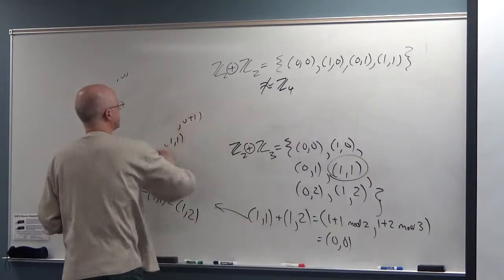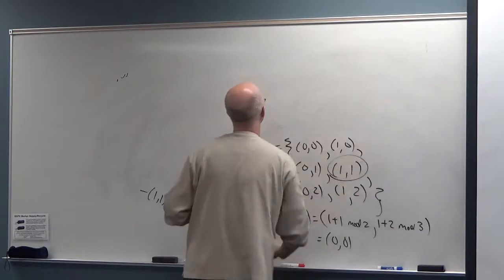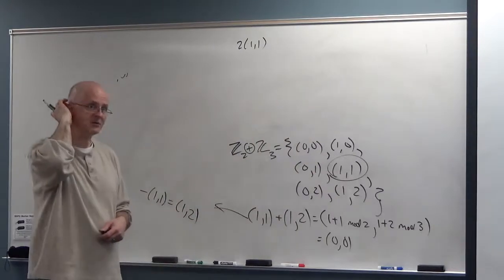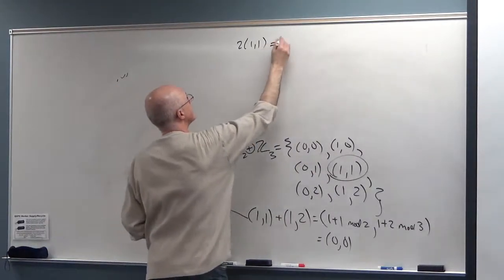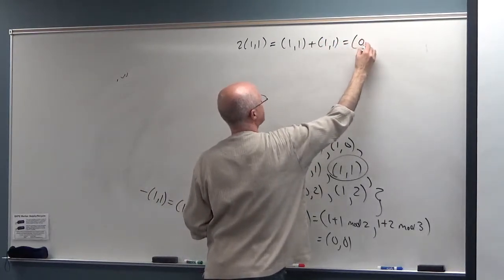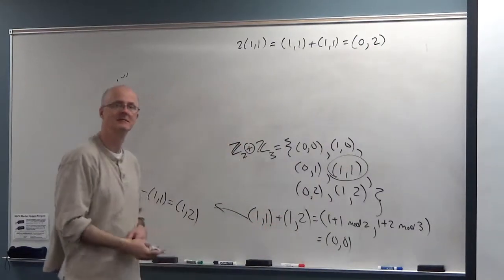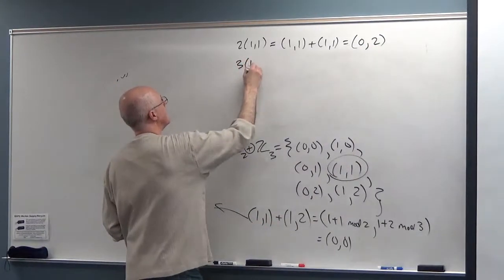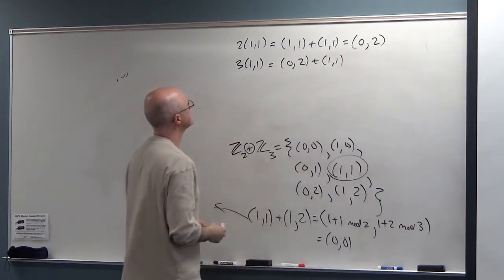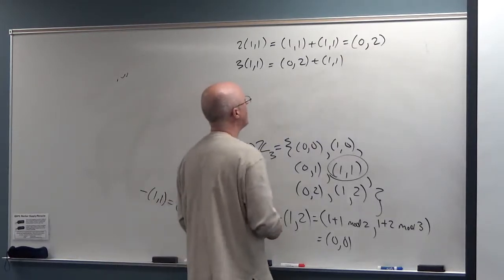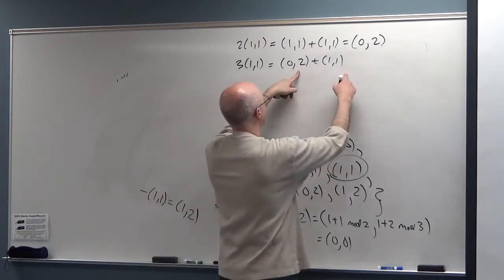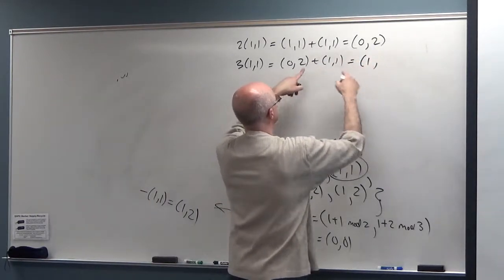Let's see. Let's calculate multiples of (1, 1), which are analogous to powers in the abstract. This is (1, 1) plus itself. Do the first operation mod 2, do the second operation mod 3. I won't write all the ones, instead I'll do this. 3 times (1, 1) would be (1, 1) added to itself 3 times. Adding it to itself 2 times gave us this. Now do this operation, the first component mod 2, the second component mod 3.